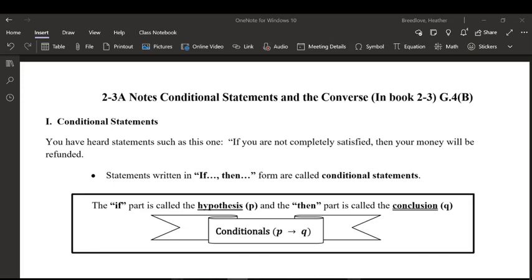So this is 2-3A. I've taken 2-3 from the online textbook, and I've split it up into 3 days. So today, tomorrow, and Friday, we're going over 2-3. You might wonder why we didn't do 2-2. Actually, on your paper, go ahead and correct where it says 2-2 to 2-3A. I've taken 2-2 and mingled it into 2-3A, B, and C, because it follows along with your textbook.